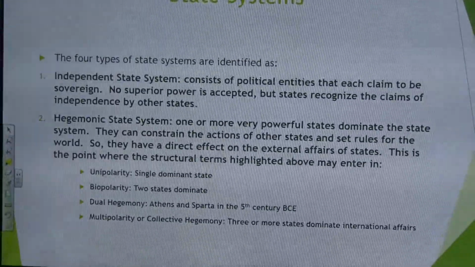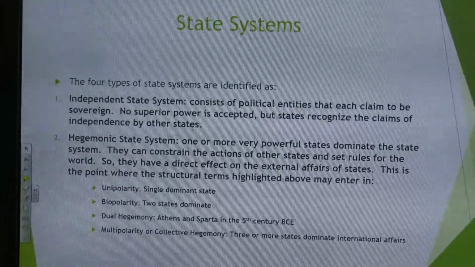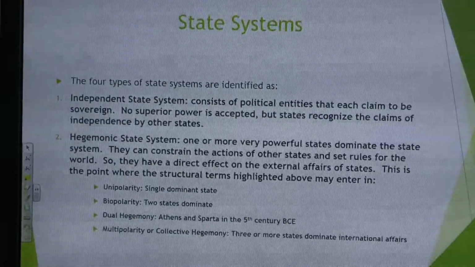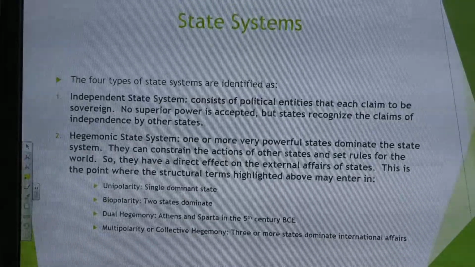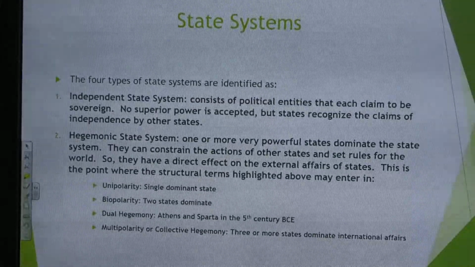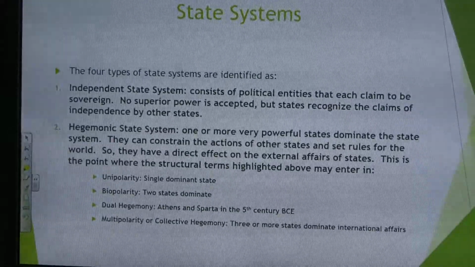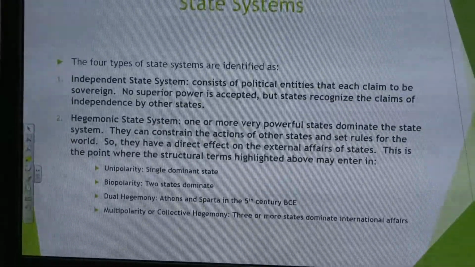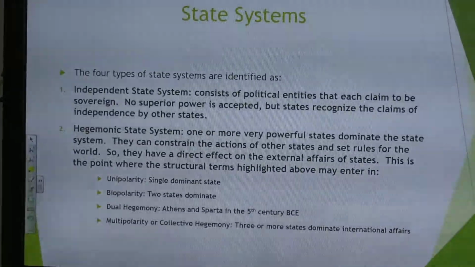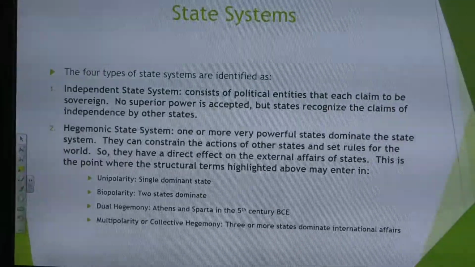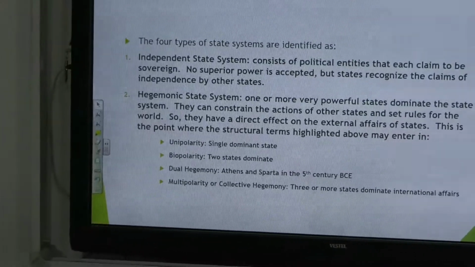The second type of state system is hegemonic state system, which is where one or more very powerful states dominate the state system. They can constrain the actions of other states and set rules for the world, so they have a direct effect on the external affairs of states. Now, the United States of America in this day and age is considered to be the hegemon of the world, where they have influence on the policies internationally as well as internally within each state.